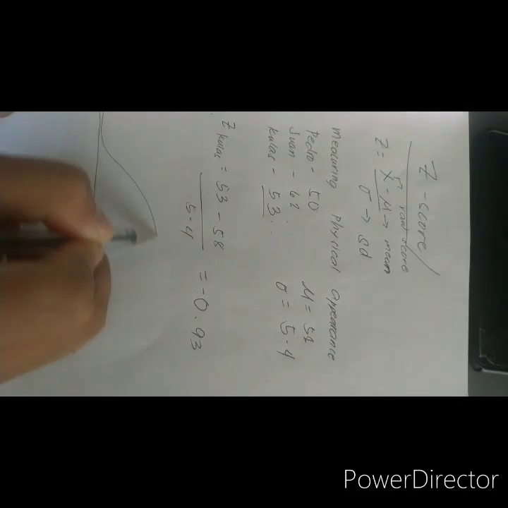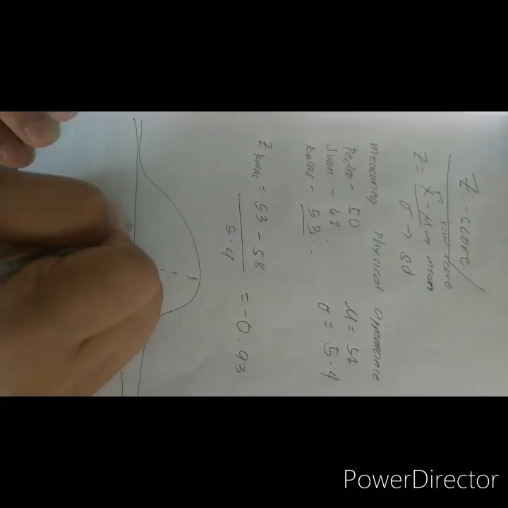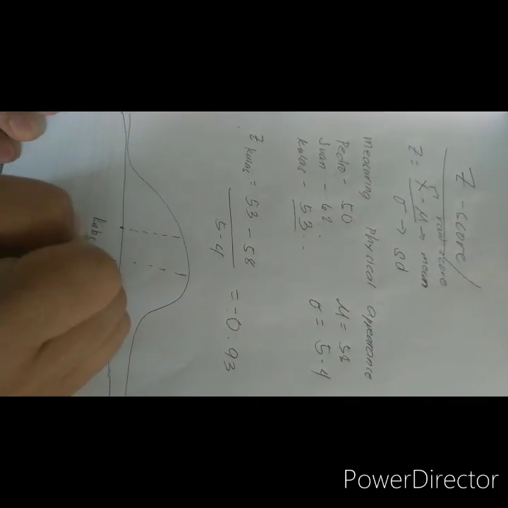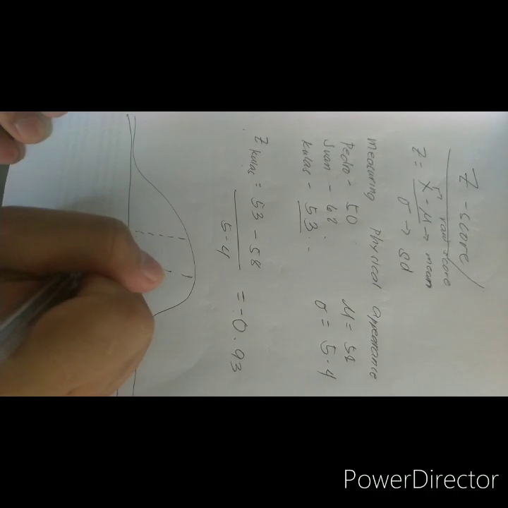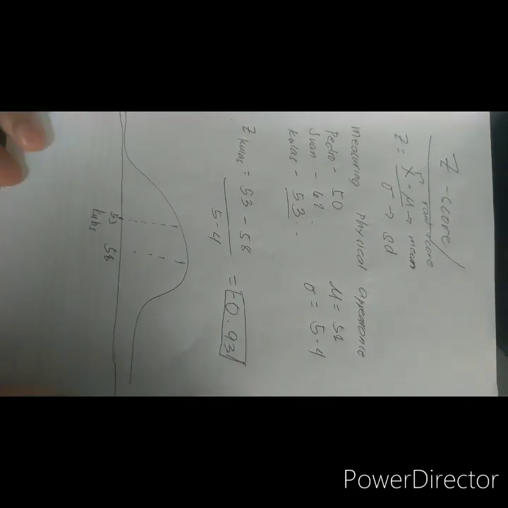Let's first draw the normal curve. So what is our mean? Our mean is 58. Okay, and where is Kulas? Let's say for Kulas it's 53, it's around here. This is Kulas. Okay, 53. That's why we got a negative z-score. That means that it is located on the left side of the mean. It is lower than the mean.